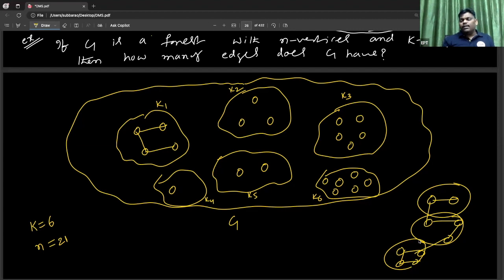If anyone asks, Prim's algorithm or Kruskal's algorithm, who will give a tree at the end? Both. Who will give a forest in between? Kruskal's algorithm. What is the meaning of forest? Collection of trees. So when we say G is a forest, it is a disconnected graph, but every component is a tree. So K1 has 4 vertices and 3 edges.